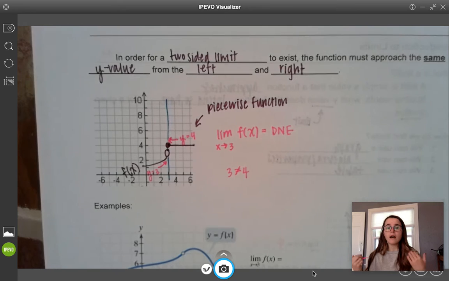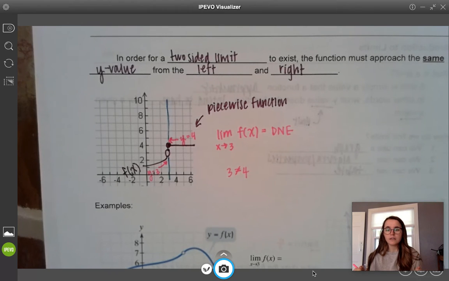Now, let me just say that other limits could exist. In fact, 3.5 would exist, but the limit as x approaches 3 does not exist.